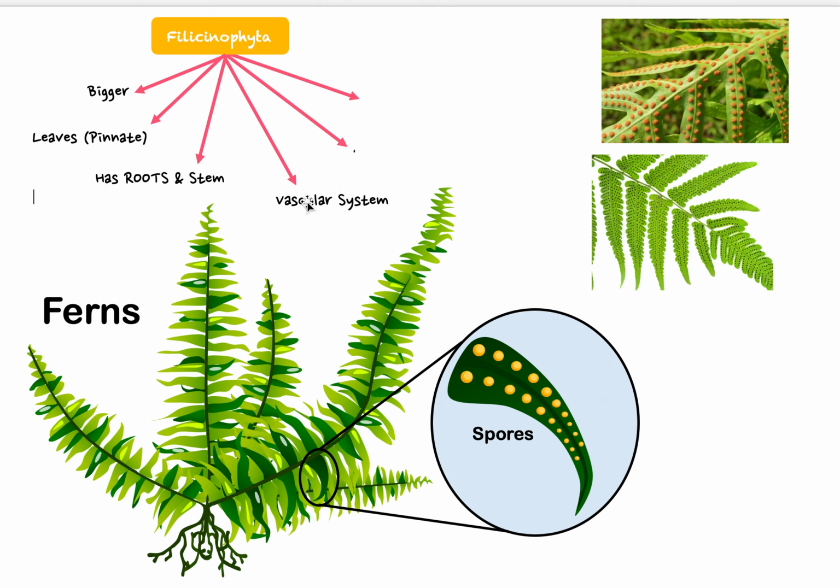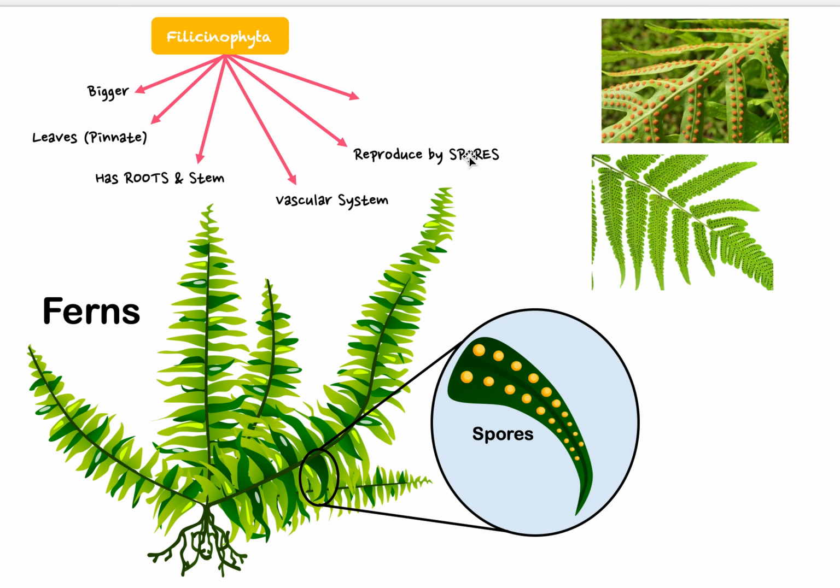It has a vascular system. And again, why? Because this vascular system is going to be inside the stem, helping carry water from the soil all the way to the top of the plant, because this plant can actually grow upwards against gravity. Hence, it's going to need this vascular system to ensure that all the nutrients can be carried upwards to the top of the plant. Okay? That was unlike the Bryophyta.